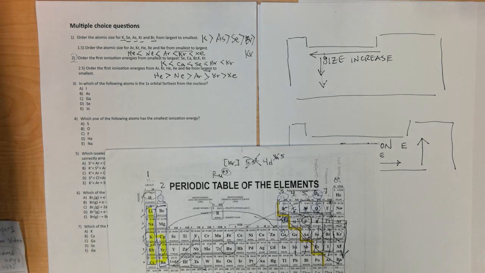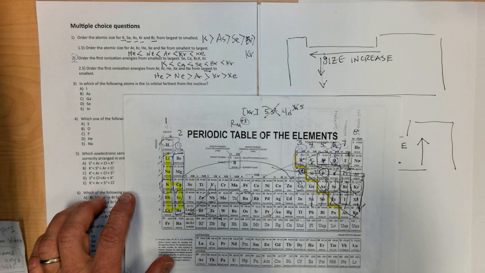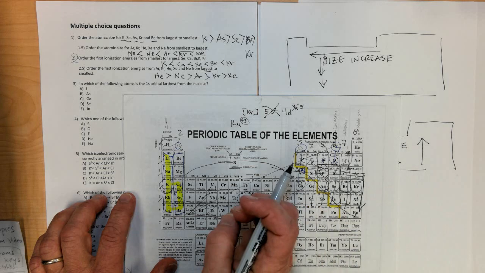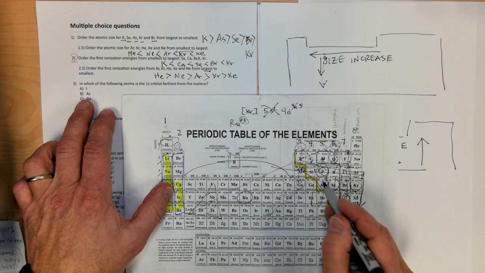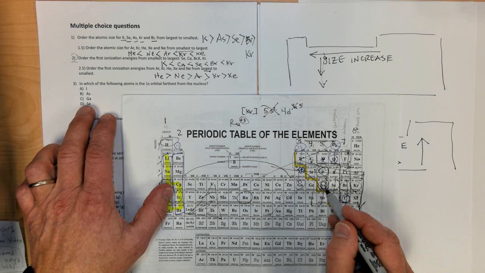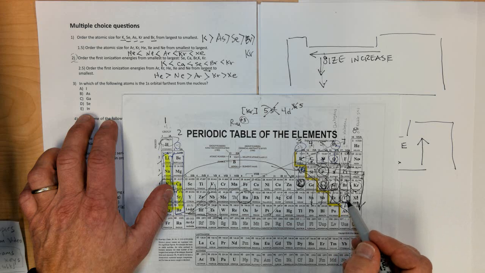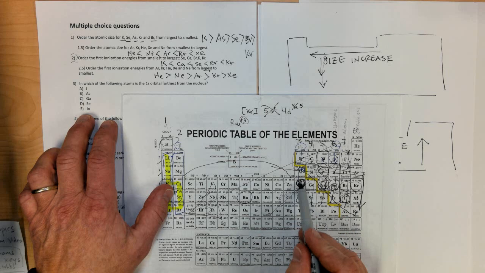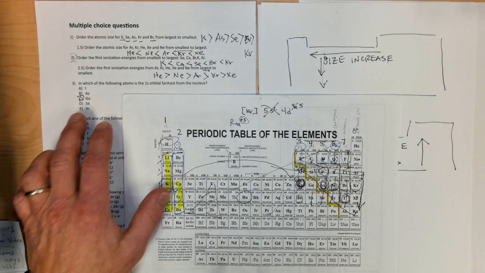Number 3, which of the following atoms has the 1s orbital farthest from the nucleus? So the farthest from the nucleus would be the one with the least attractive protons, because the more protons you have, the more attractive the electrons will be. And so if you compare iodine to arsenic to gallium to selenium and indium, you can see that the one with the least protons in the nucleus would be element 31 right here. So gallium would be the best answer.